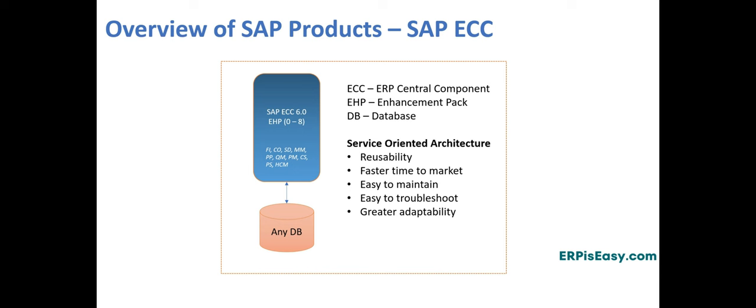SAP SRM 7.0 mainstream maintenance will end on December 31, 2027. Following that, SAP recommends that customers transition to its cloud-based procurement application, SAP Ariba. SAP S/4HANA also contains procurement and logistics modules. More information about SAP SRM 7.0 is available at the following link that you can see on the slide.